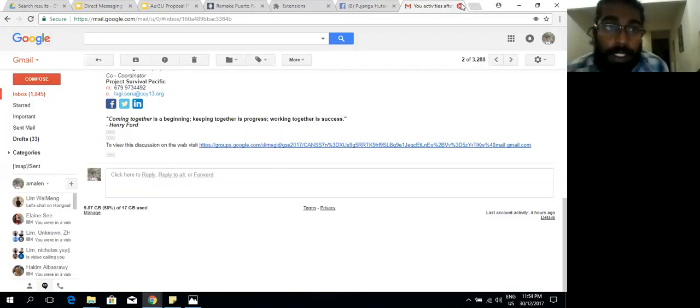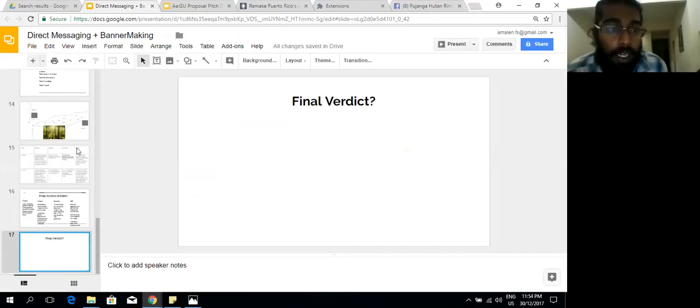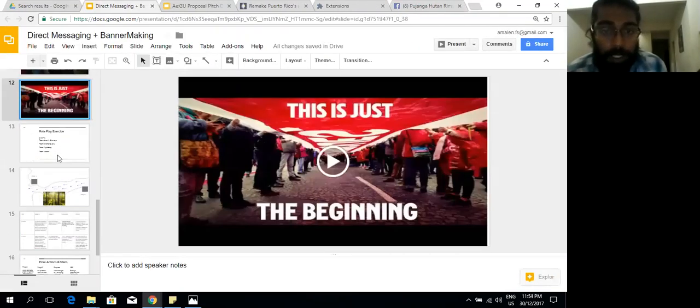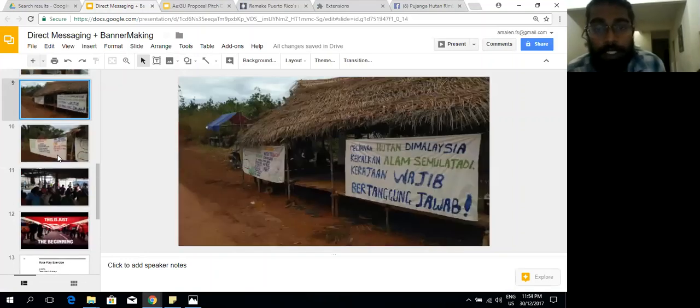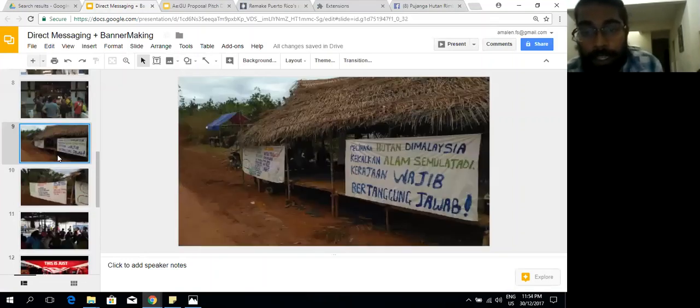Oops, wrong one. Yeah, sorry. I think I've got a better picture of the blockade here. Yeah, so these were the huts that we built and things like that.